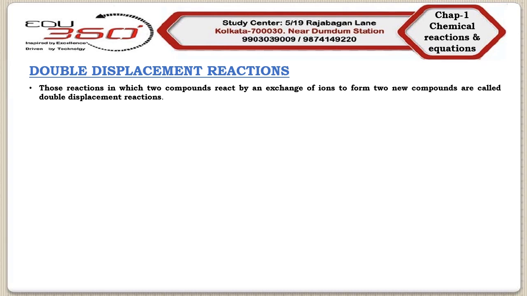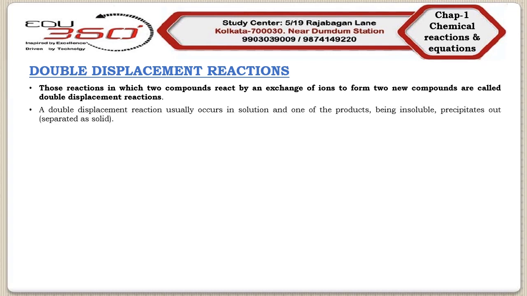Remember, usually a double displacement reaction occurs in solutions, and one of the products of this type of reaction will be insoluble, so it will be precipitated out. That means it will be separated from the solution in the form of a solid.